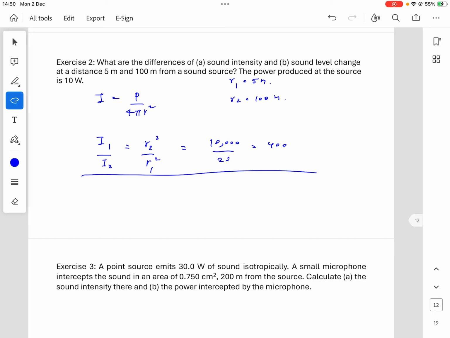But when you compare the sound level, you do it in a similar way, but in this case, I would say the ratio might not be effective. Usually when you compare the difference in sound level, you get, let's say, delta beta, which is beta 1 minus beta 2. In this case, you can get 10 log of I1 divided by I2, right?